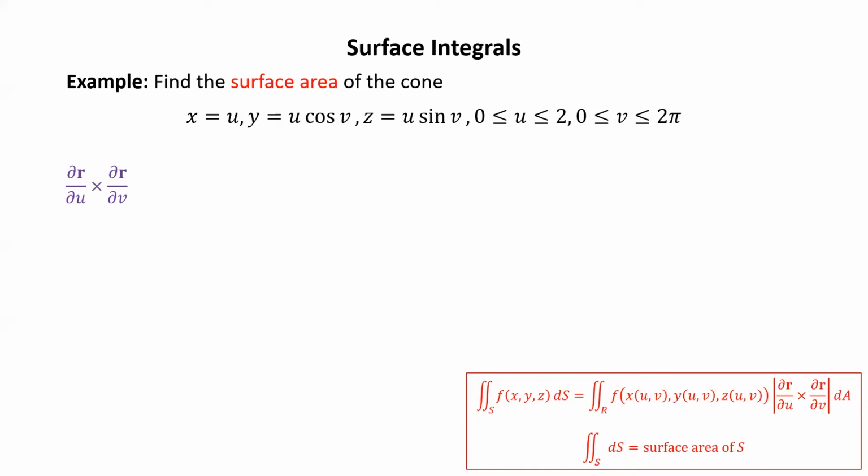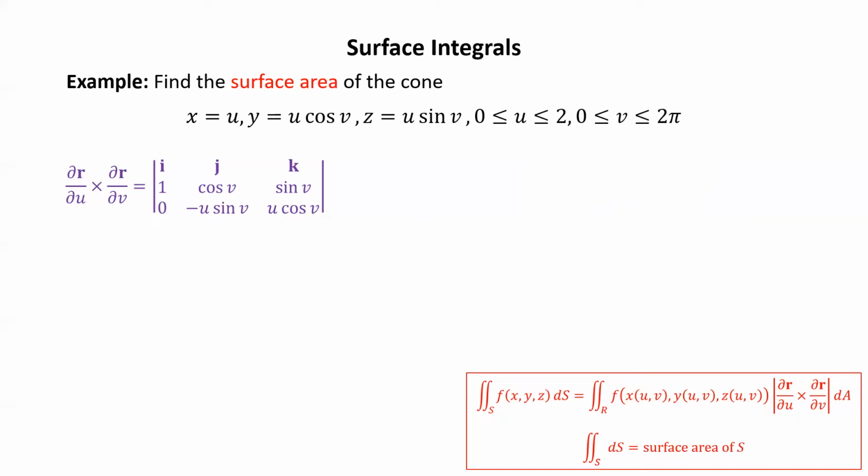Okay, so let's start by taking the cross product of the partial derivatives, where r is the vector valued function with components x, y, and z. So inside this determinant, for the second row, we put the partial of r with respect to u. The partial of u with respect to u is 1. The partial of u cosine v with respect to u is cosine v. And the partial of u sine v with respect to u is sine v.